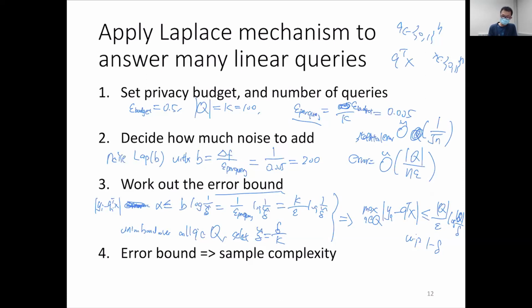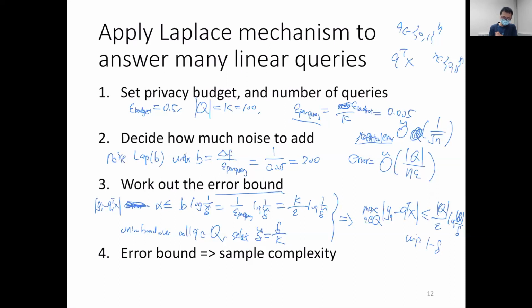But the catch is that when we do statistical error, we can take a union bound over all Q queries, and then the dependence on Q would be logarithmic. When we apply the Laplace mechanism this way, this linear scaling in terms of the number of queries that we answer is really making it highly undesirable.